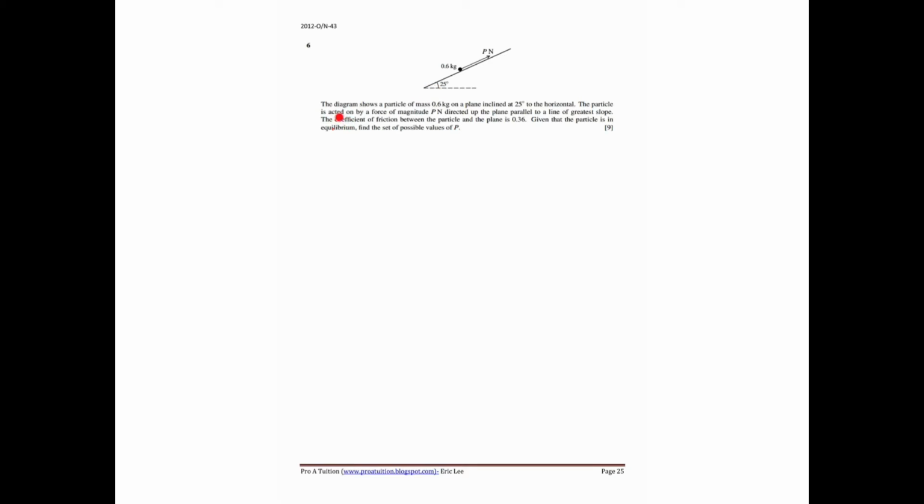The particle is acted on by a force of magnitude P Newton. So this is P Newton, acting upwards. This force is trying to pull the particle up against the slope, directed up the plane parallel to a line of greatest slope. The coefficient of friction between the particle and the plane is 0.36.